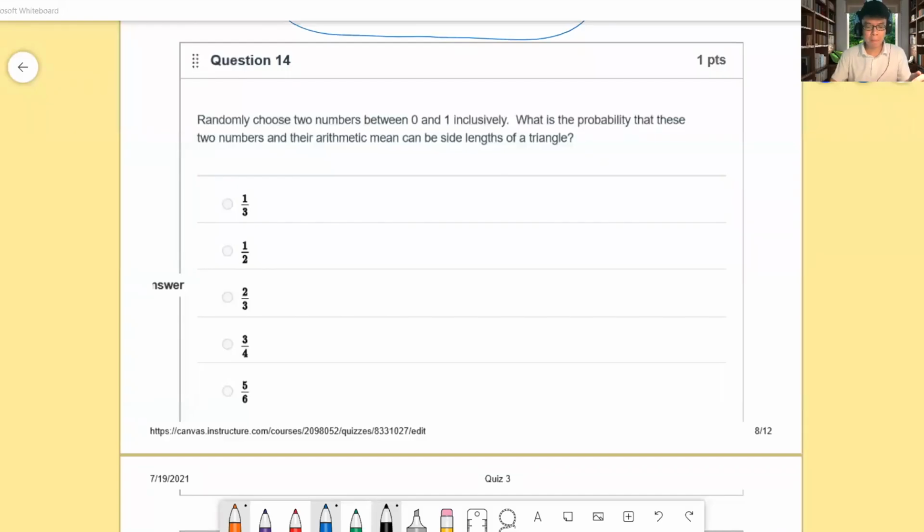Question 14. Randomly choose two numbers between 0 and 1. What's the probability these two numbers and their arithmetic mean can be side lengths of a triangle? So let me denote these two numbers to be x and y from 0 to 1. Actually, x, y cannot be 0, but let's just write this way. And the mean is (x plus y) over 2.